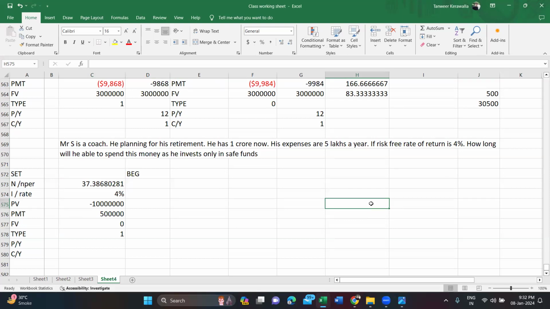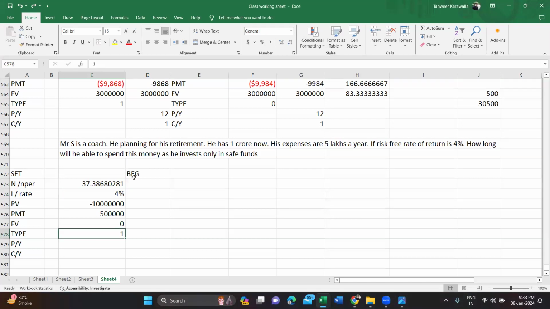So he may have to curtail his expenses a little so he can carry on for 40-45 years more, or he has to invest at a higher rate of return. That way you can plan his investments. If you invest at 5%, you'll be able to carry on for the next 62 years, right? Without any tension. But if you continue investing in 4% safe investments, then you won't be able to survive more than 37, 38 years. Right. So we have completed this.